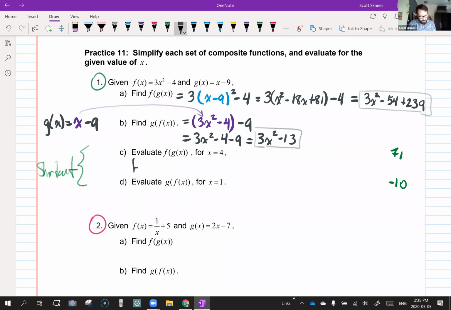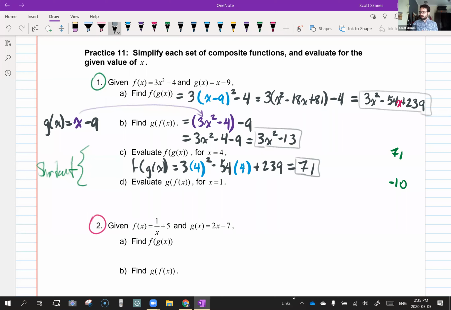So f of g of x, we already have the function f of g of x. It's the first one. Just put x in for that. So 3, put a 4 in, square it, minus 4. I think I'm missing an x in the first one, sorry about that. Put a 4 in there. And finally, I'm losing track. Sometimes there's so much on the page, I don't even know what I'm looking at anymore. If you simplify that, it should be 71. Let me know if I make a mistake.